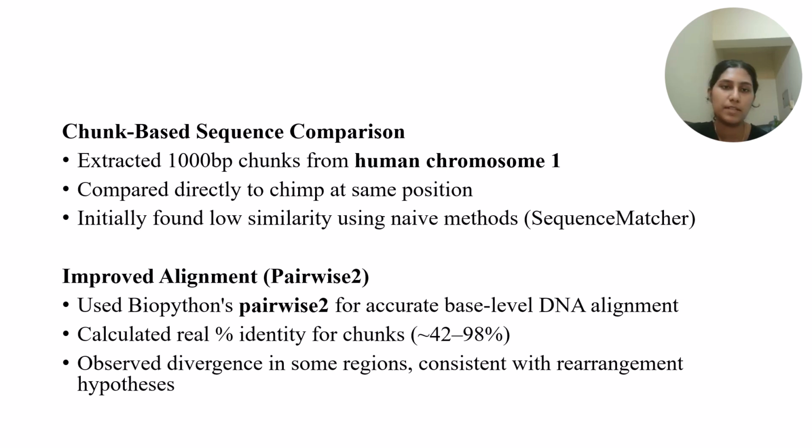Next is the chunk-based comparison. We extract 1,000 base pair chunks from the first chromosome, and then at the same position in the chimpanzee genome, we check if it is similar. I did this using SequenceMatcher in Python. Then I did pairwise alignment using BioPython's pairwise aligner. This is more accurate, and we got a percentage of 42.